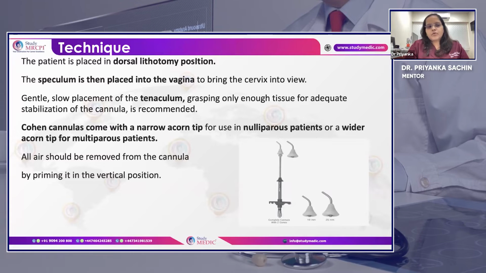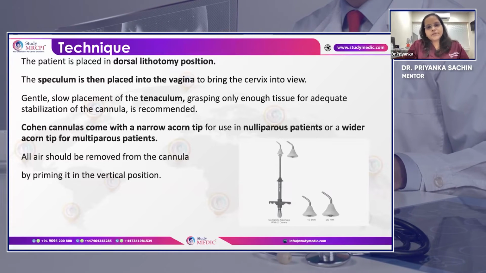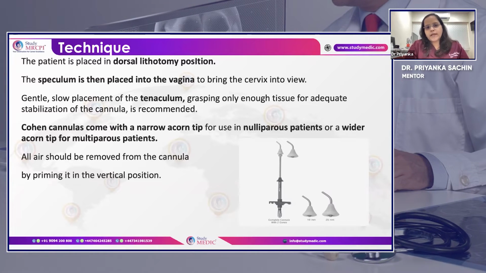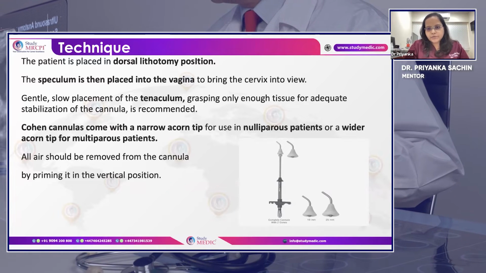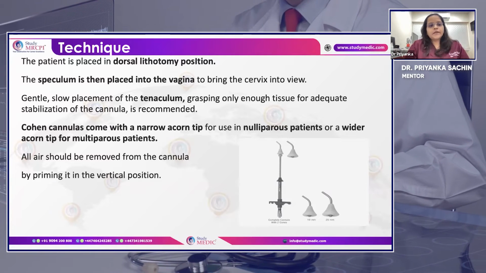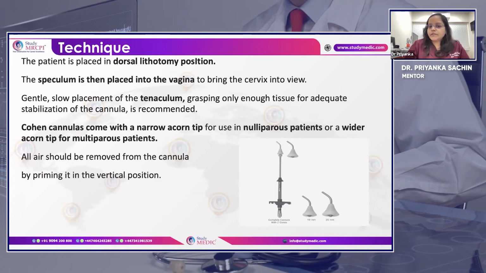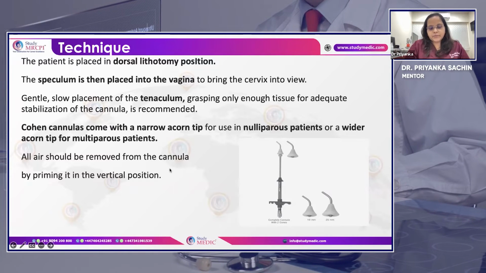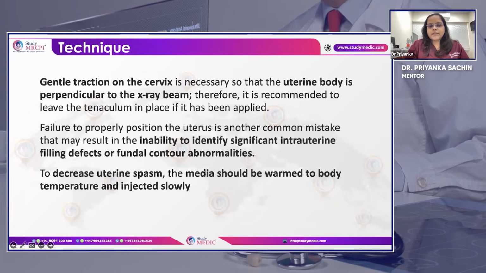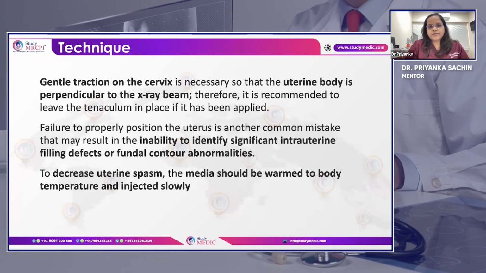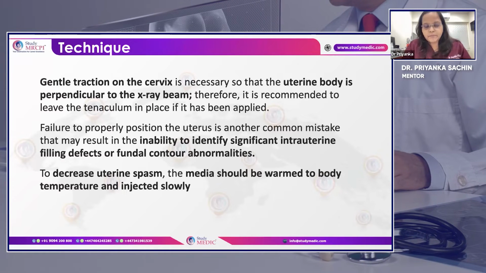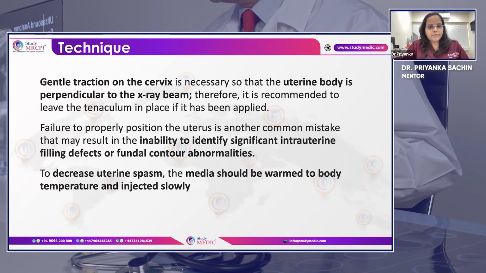And this is the Cohen's cannula. It comes in different sizes. In nulliparous patients, a pinpoint or narrow acorn tip cannula can be used, and a wider cannula can be used in multiparous patients. All air in the cannula should be removed in the vertical position. So this is the cannula. Then we gently give traction on the cervix, so that the uterine body becomes perpendicular to the X-ray beam, and we get the correctly desired images.